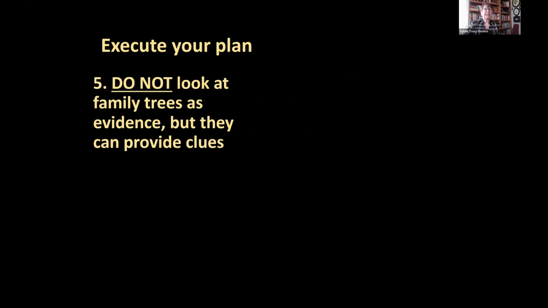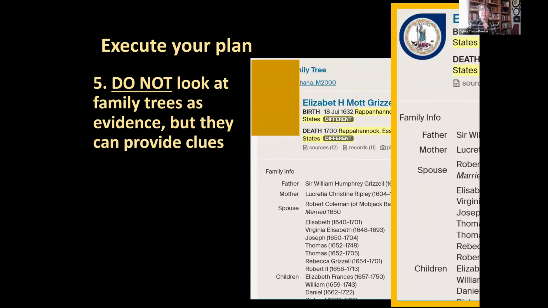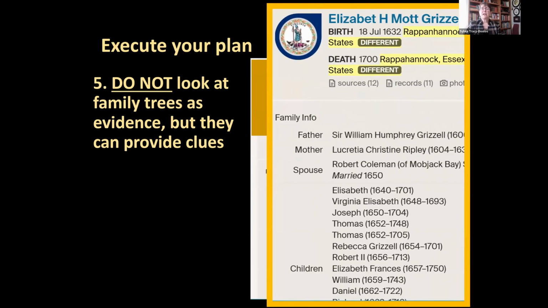And then, as tempting as it is, don't look at family trees as evidence. They can provide clues, and they can provide really good clues, but they aren't necessarily the evidence you're looking for. So here I have an example of an Elizabeth H. Mott Grizel, who married a Coleman in this family tree. There was good information available in this. I made it a little bit bigger for us. So we have a good number of sources in their tree. That's what I normally look at when I'm looking at a tree: do they have sources? How many records do they have attached? They have 11 records attached. That's pretty nice.